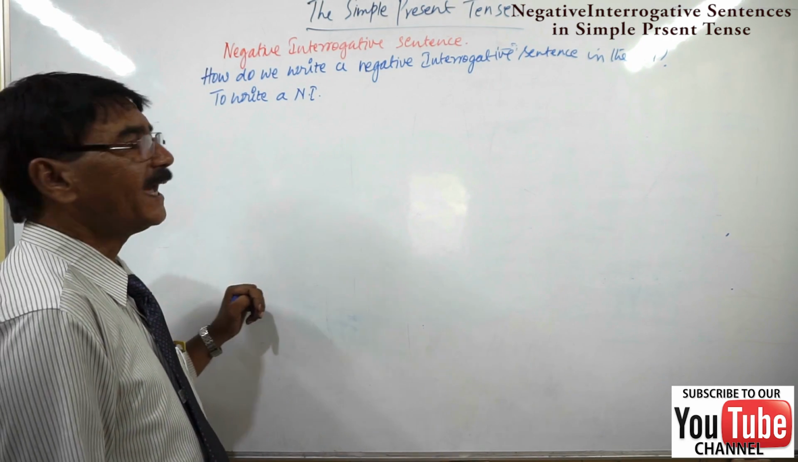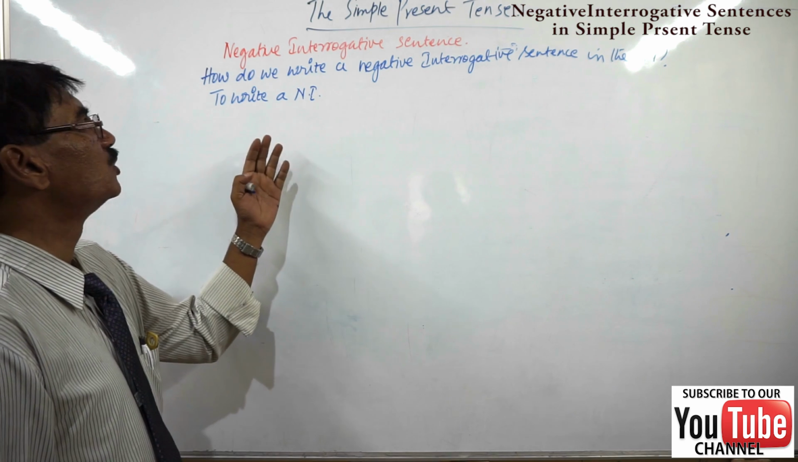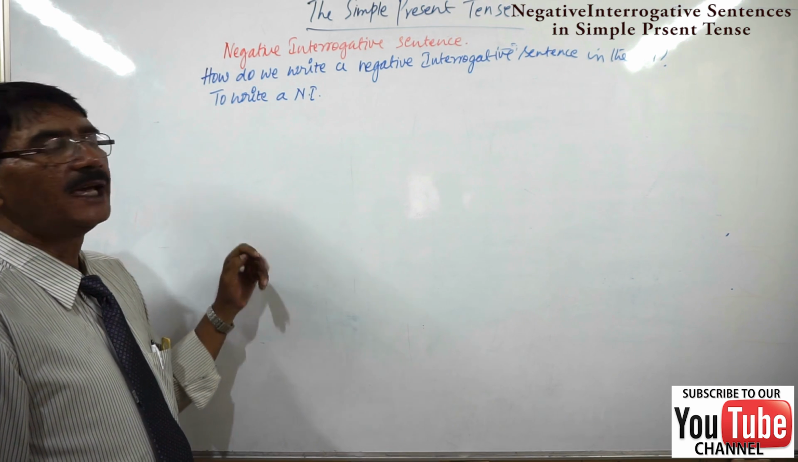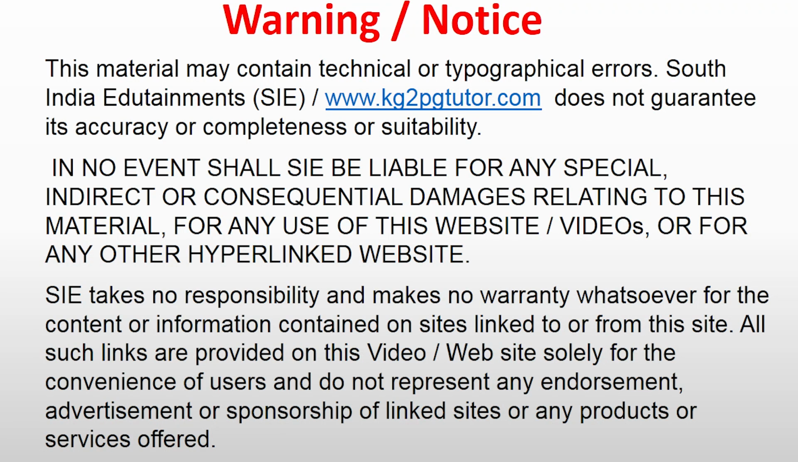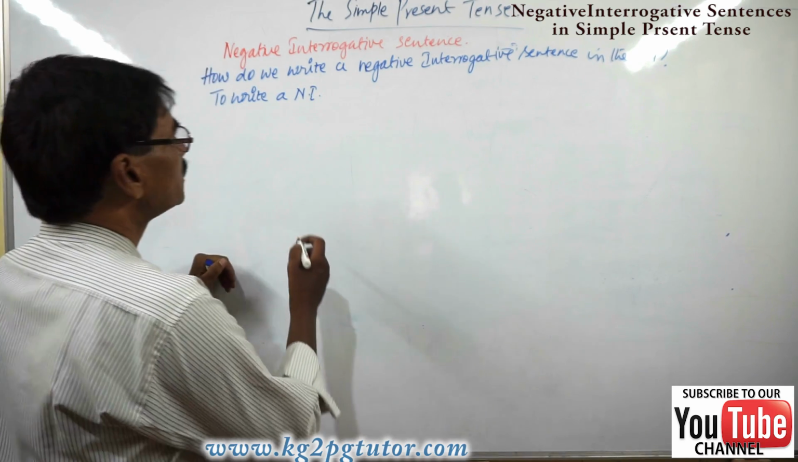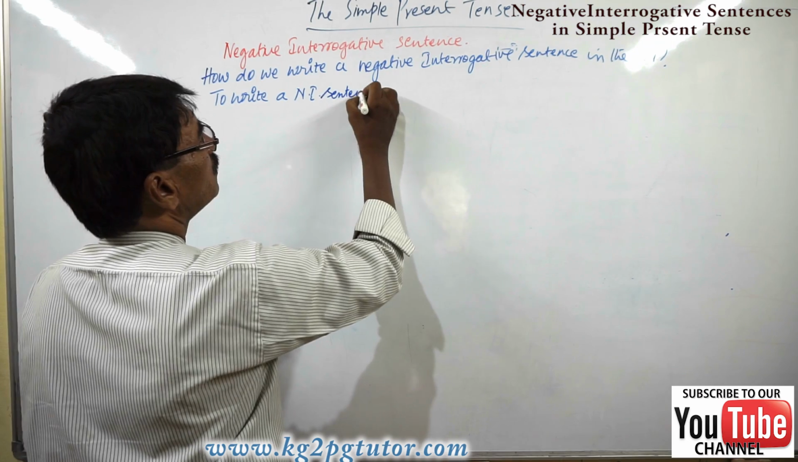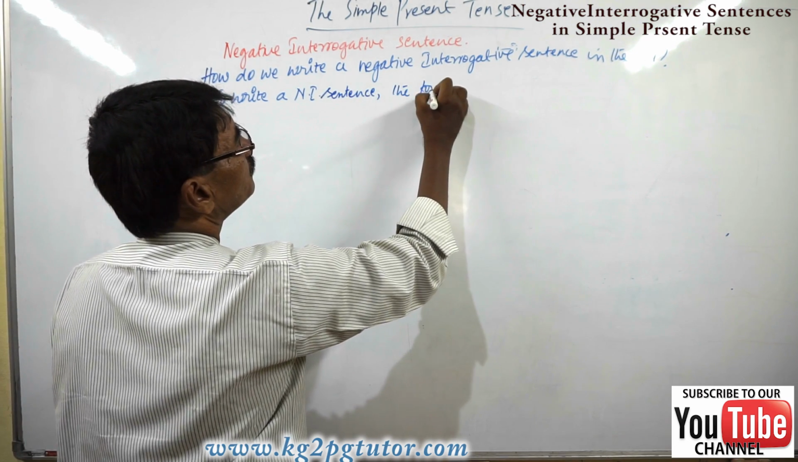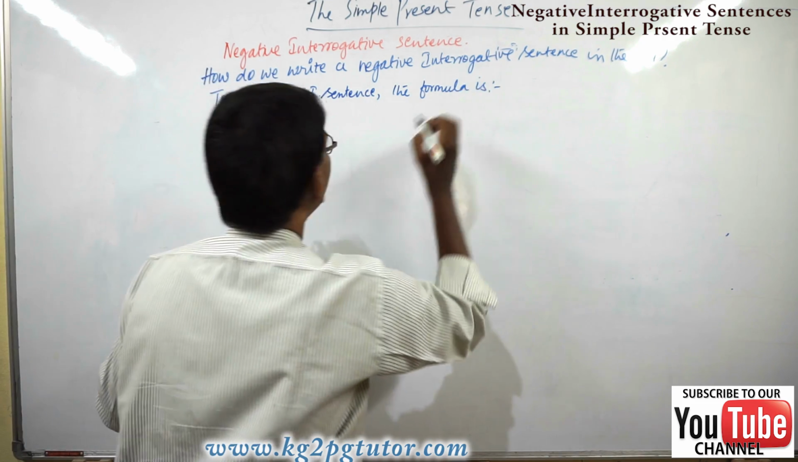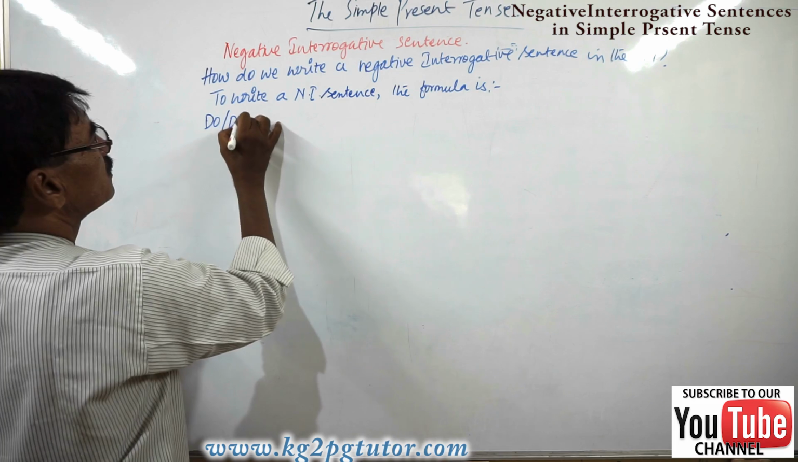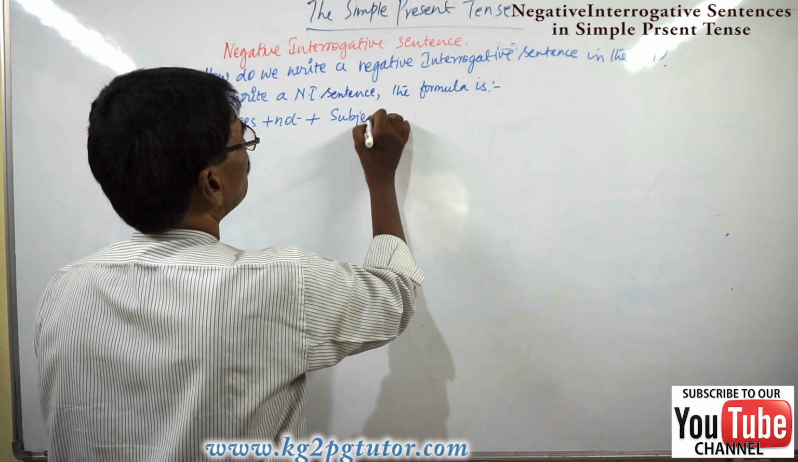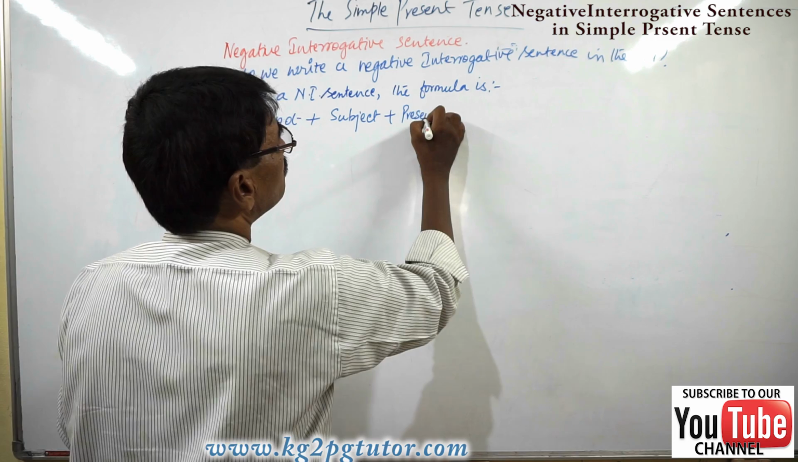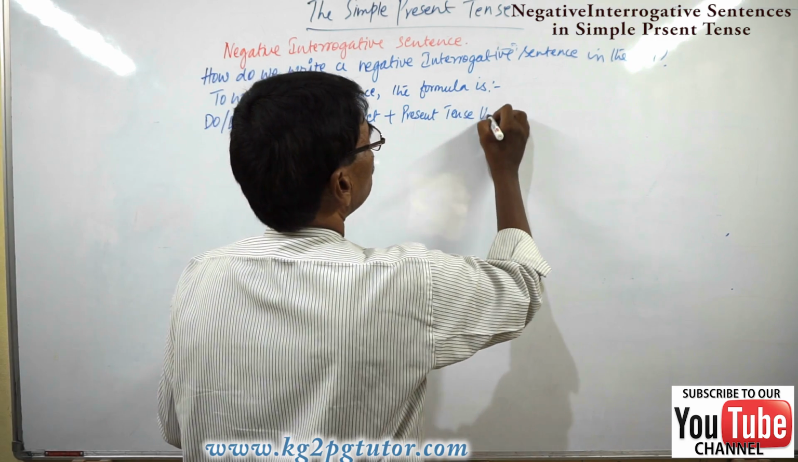Now we are going to learn about the negative interrogative sentences. I have written on the board how we write a negative interrogative sentence in the simple present tense. To write a negative interrogative sentence, the formula is: do or does plus not plus subject plus present tense verb plus object.